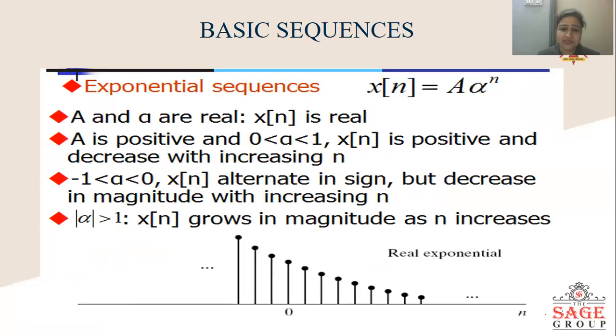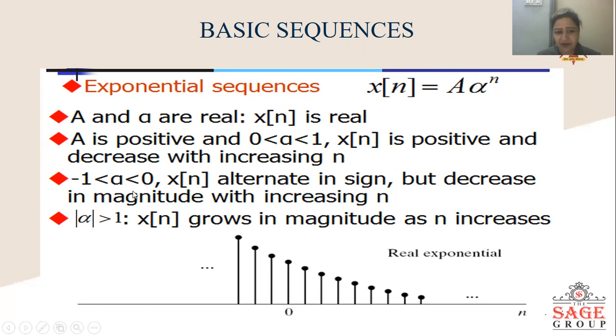Now, the next sequence is an exponential sequence, which is written as a alpha raised to power n, where a and alpha are real numbers. Say a is positive and alpha has a value between 0 and 1. In that case, x n will also be positive, and since alpha is less than 1, the value of the signal goes on decreasing as the value of n increases, which is shown in this representation. So as n goes on increasing, the value of the signal a alpha raised to power n goes on decreasing.